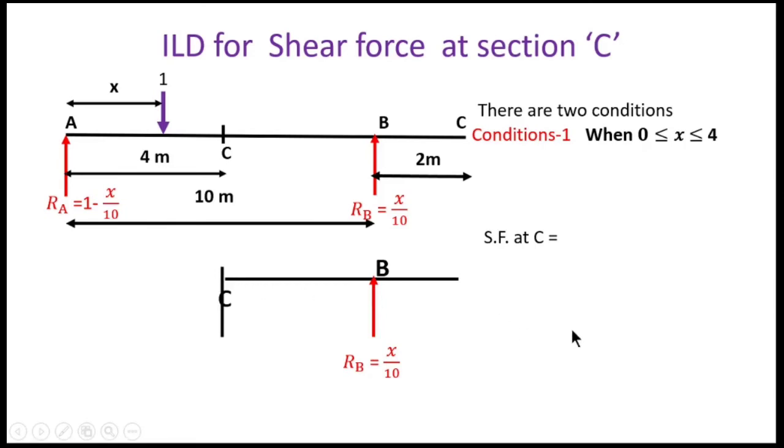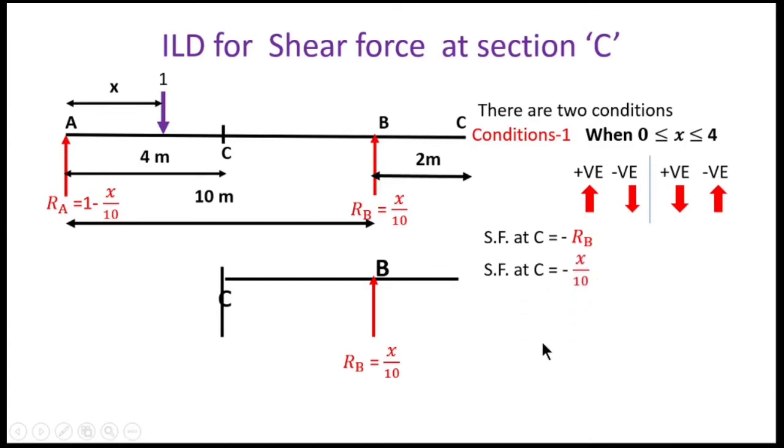Next is the sign convention. Here for the section from the right side, upward force is negative and downward force is positive. So at section C the Rb is upward, so upward force is negative. So shear force at C is equal to minus Rb, and we know Rb is equal to x by 10. So minus x by 10.